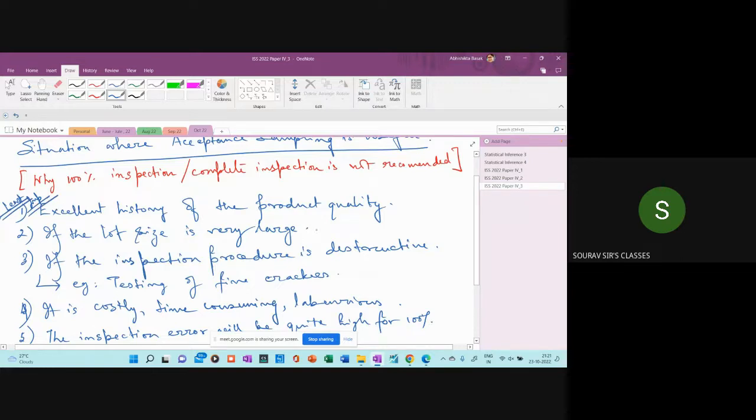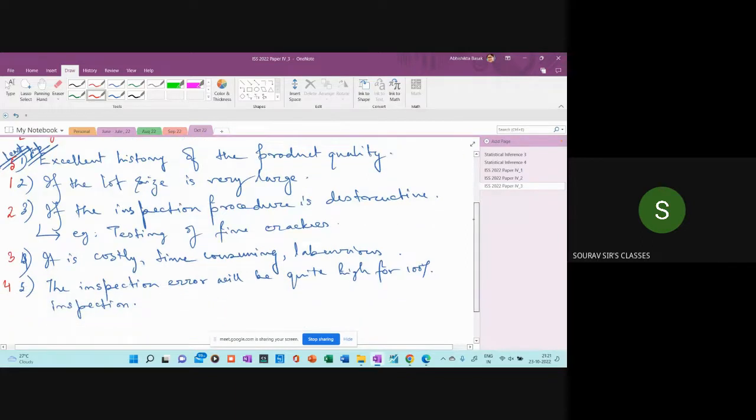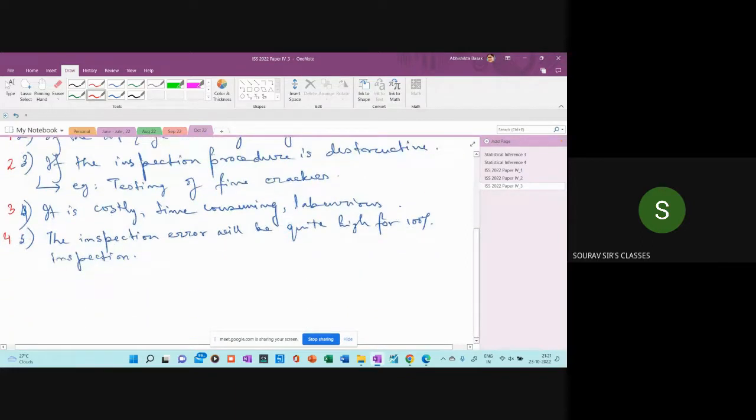So the lot size is very large. I am reordering the points. This is one, this is 2, and this is 3, this is 4, and make it 5. This is the least important point. So the red ones are the ordering of the actual points.